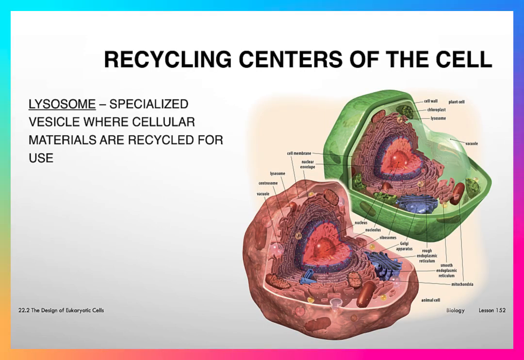Now, there's also what's known as recycling centers for the cell. And the recycling center for the cell is called the lysosome. And the reason it's called the recycling center is it takes what is picked up by various organelles, including the smooth endoplasmic reticulum, and it packages them into the lysosome. Okay, and the lysosome then uses enzymes to break down these extra materials and recycle the components back into the rough ER and into other areas of the cell to be used again.